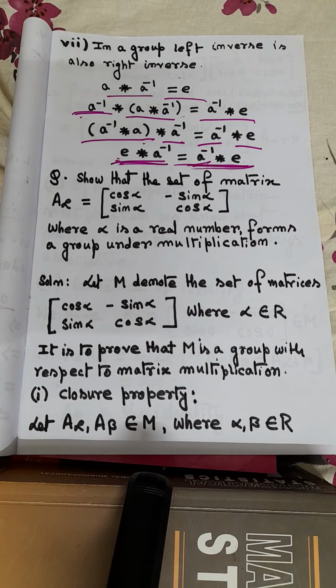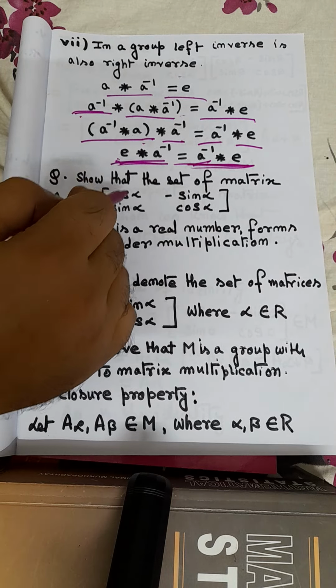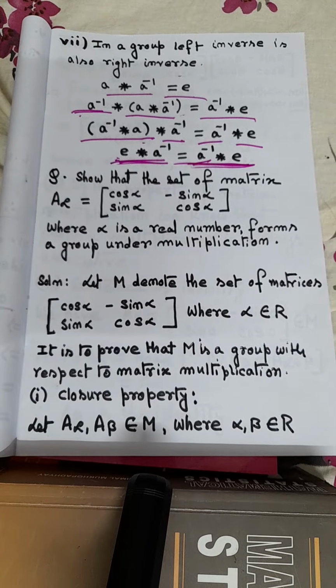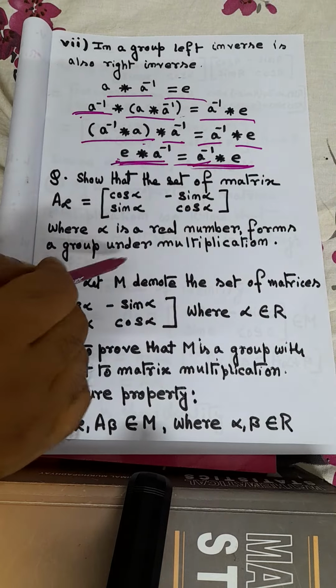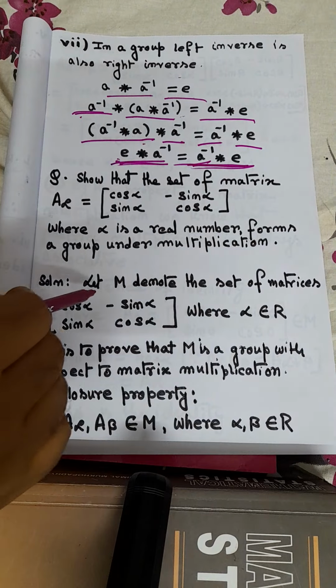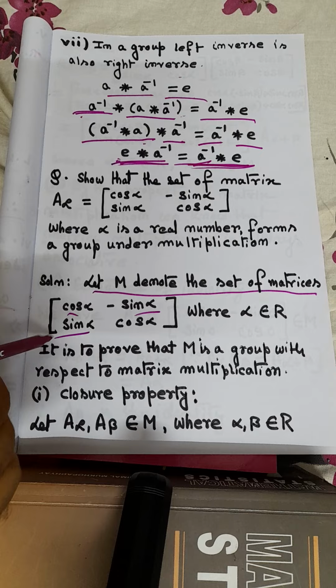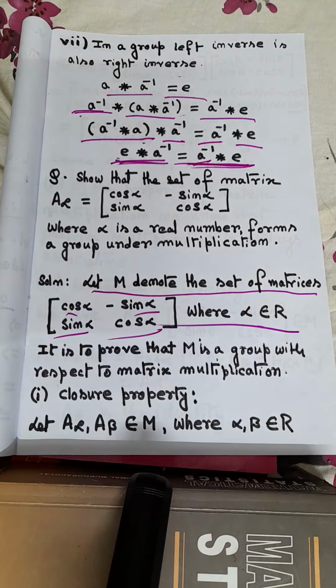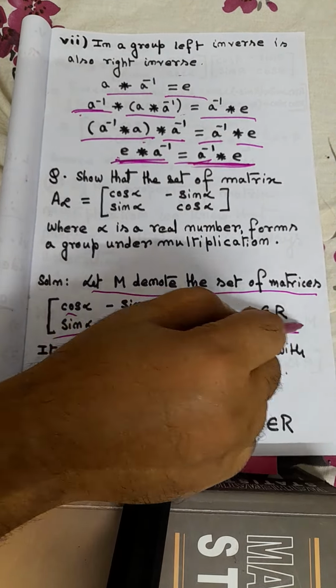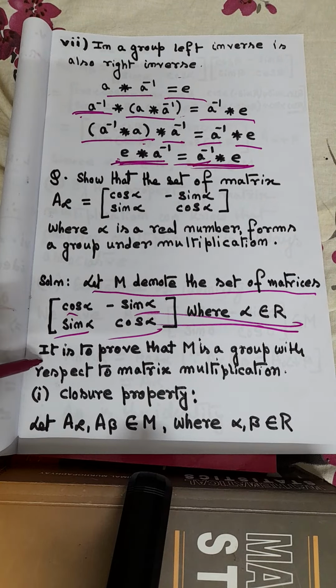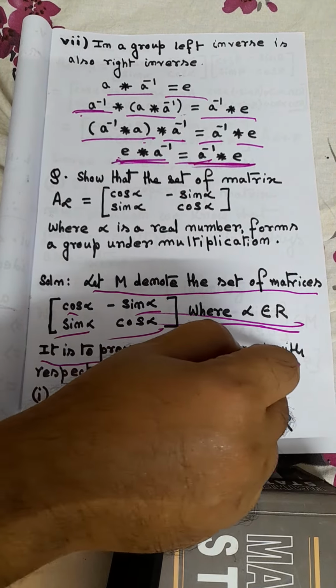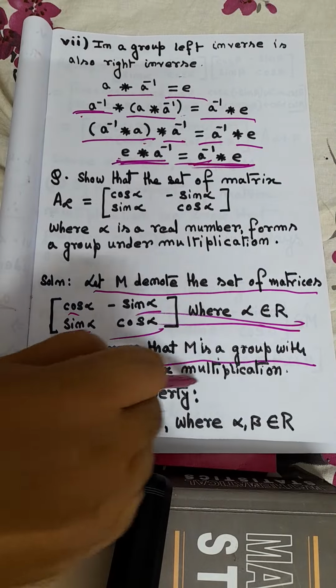Okay, now next question: prove that the set of matrices A alpha equal to cos alpha, sin alpha, minus sin alpha, cos alpha, where alpha is a real number, forms a group under multiplication. Let M be the set of matrices, cos alpha minus sin alpha and sin alpha cos alpha, where alpha belongs to the set of real numbers. It is to prove that M is a group with respect to matrix multiplication.